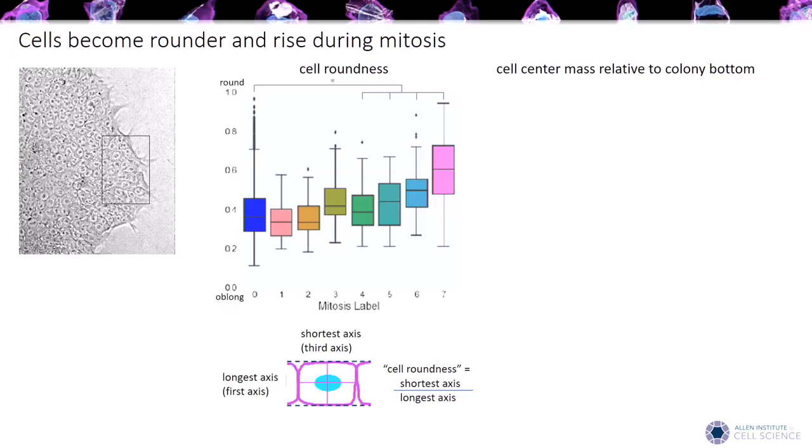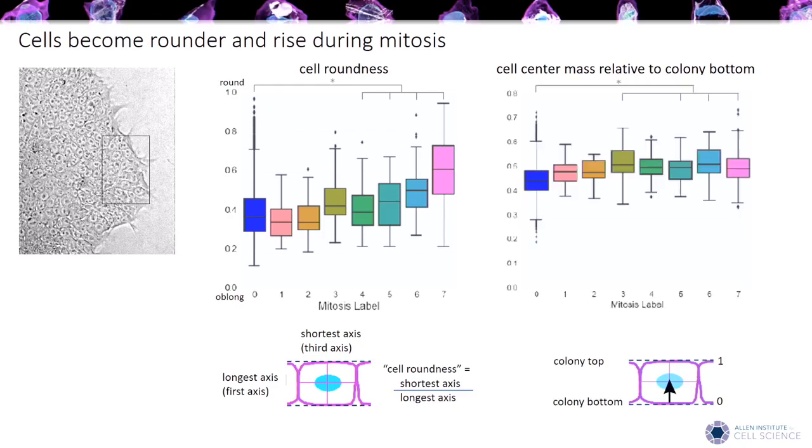If you look at the cells in our 8 stages of the cell cycle, we can see that around prometaphase, or cell cycle stage 3, the cells round up, and they continue to round up until the end of mitosis. We also wanted to quantify the rising of the cells within the colony, and we did that by looking at the position of the cell center of mass relative to the colony bottom here.